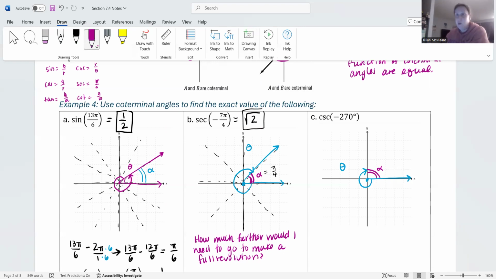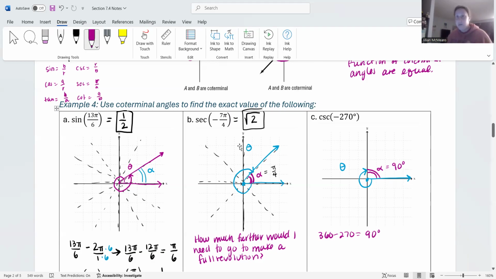So let's see how many degrees are left over. Now, hopefully this one is easy to see. You could take 360, subtract 270, and that leaves 90 degrees. So that tells me alpha is 90 degrees. And 90 degrees is just a little bit easier for us to work with. So 90 degrees and negative 270 degrees are coterminal. They share a terminal side. So the trig functions are going to be exactly the same.